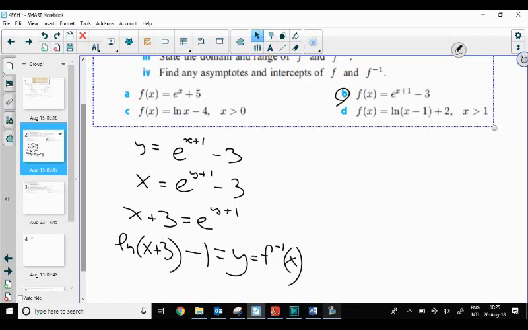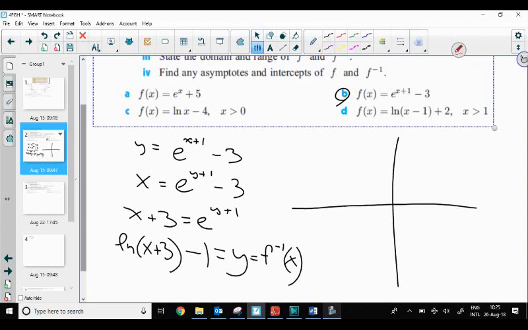So now we have to graph both of these together. And I'm going to do the graph while working out the domain and range, asymptotes, and the intercepts. So for the given function, the exponential, I know that's going to have a horizontal asymptote of y equals -3. That means that my inverse function is going to have a vertical asymptote of x equals -3.